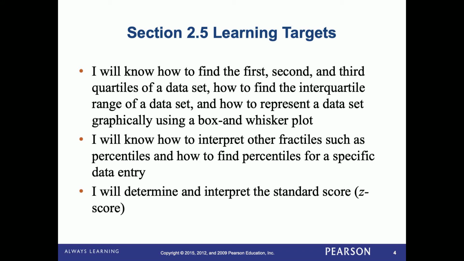I will also know how to interpret other fractiles such as percentiles and how to find percentiles for a specific data entry. I will also determine and interpret the standard score, the z-score.